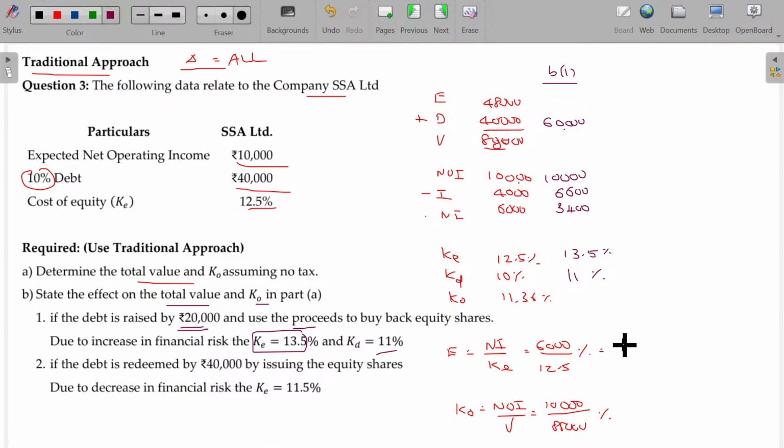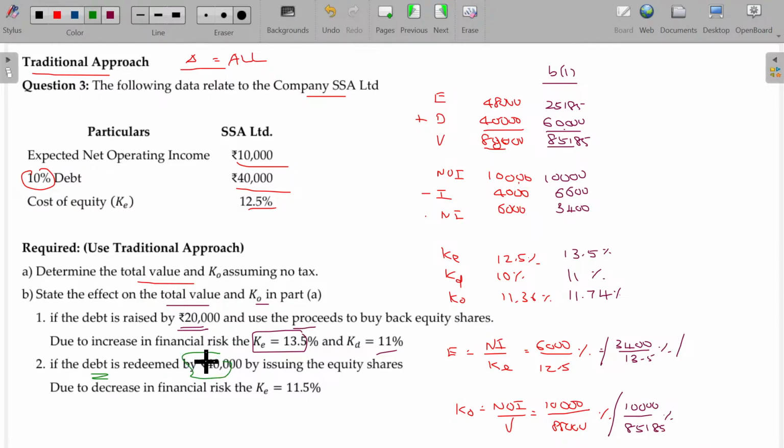Now, come on. Equity being NI by 13.5 percent, 25,185. Then value should be 85,185. Then find out the KO. For the calculation of KO, NOI by value, in this case being 85,185, 11.74 percent.